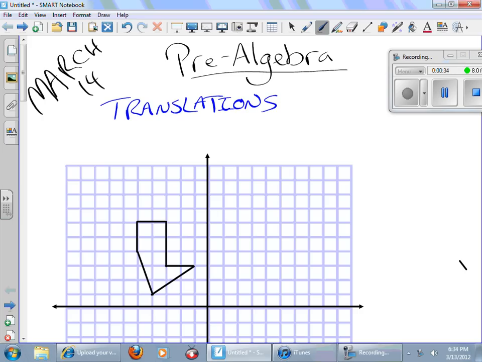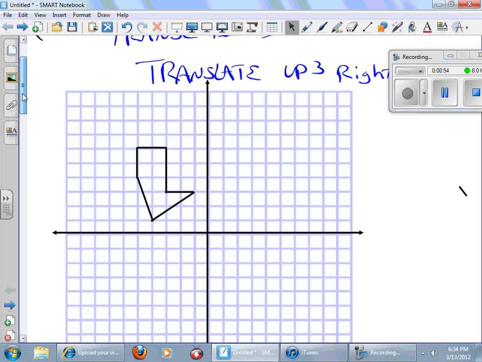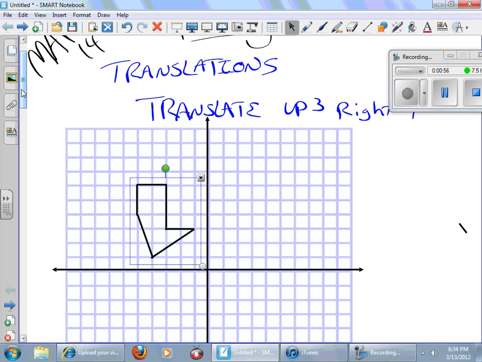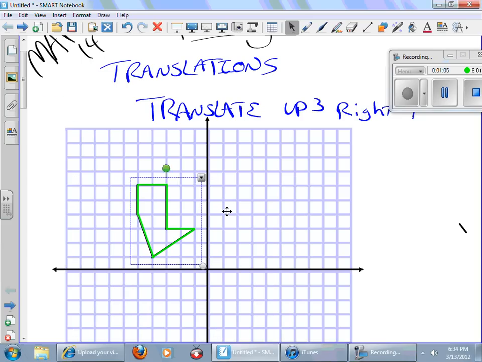So first we're going to do a translation, and we're going to translate this polygon up 3 and right 4. Well, that's really simple. Watch this. Here's my polygon. Let me clone him and put him back, and I'm going to change his color so that you can see what happens. This is so simple. This should be a review for you.